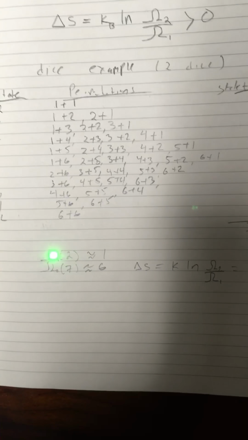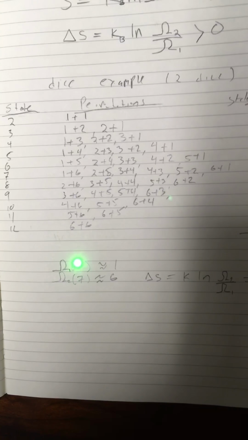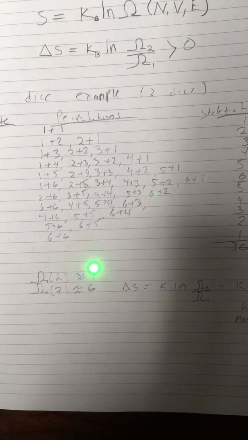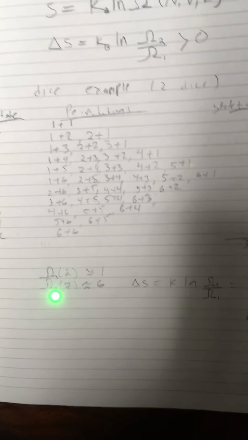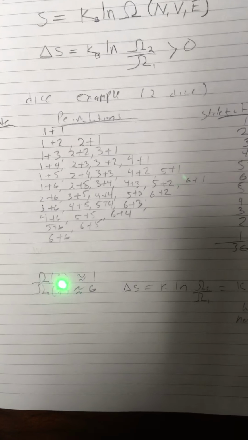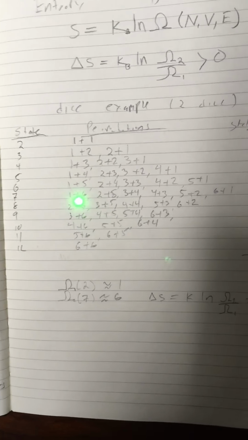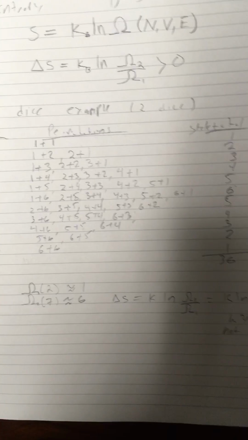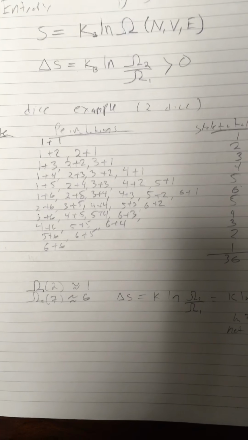So state 2 was 1, right? So getting a sum of 2, there's only one way to get that. Each die has a 1. That's proportional to 1. So now, and then omega sub 2 of 7, to roll a sum of 7, there's 6 ways to get a 7. So that partition function is proportional to 6.